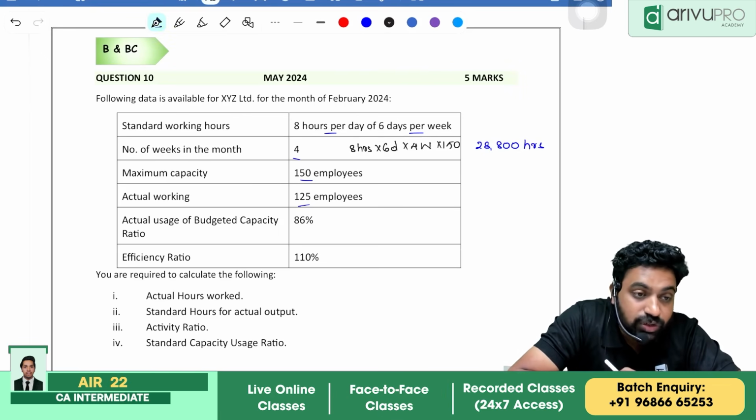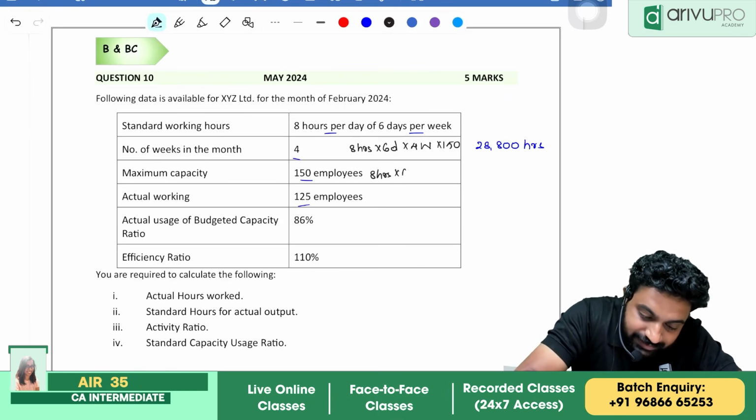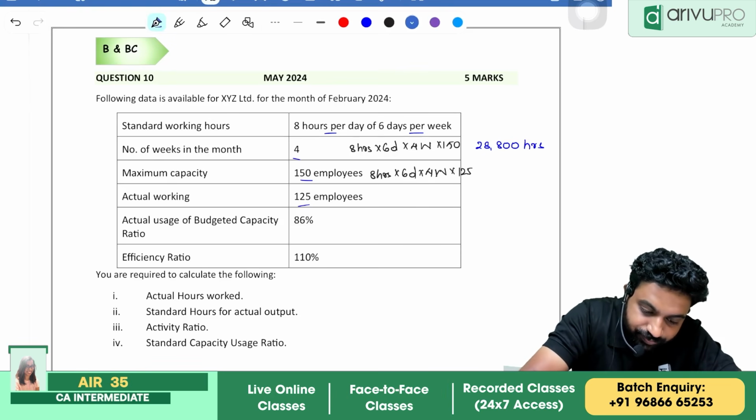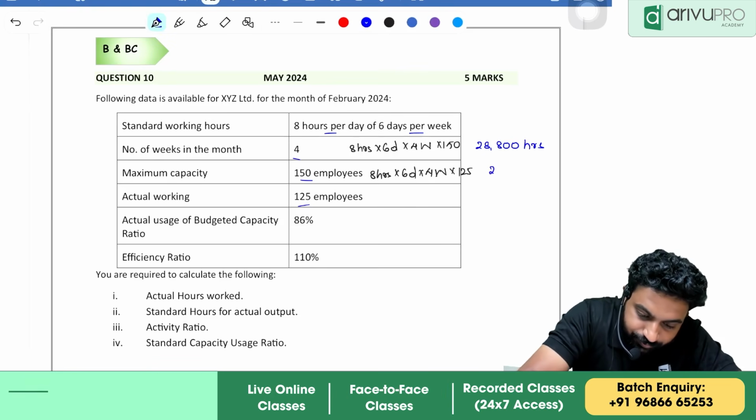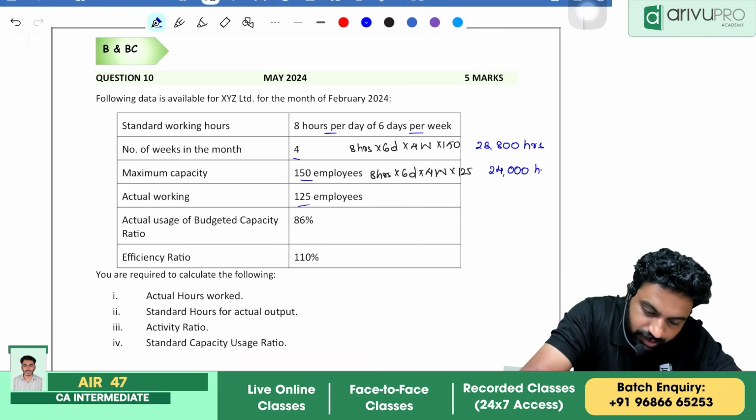Next we'll find out budgeted hours: 8 hours, 6 days, 4 weeks, 125 workers. That is 24,000 hours.